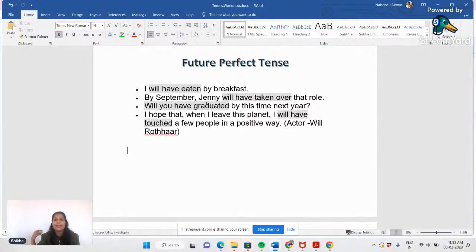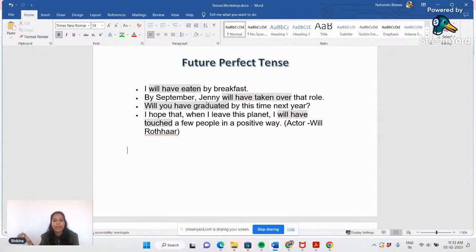In the same way, by September Jenny will have taken over that role. So maybe we are talking about some role, a managerial role or something. There is some other person who is in the role, but we are giving a future time, that is September. And by September Jenny will be the manager. She will already be in the post of manager. So how can we frame the sentence? That is, by September Jenny will have taken over the role.